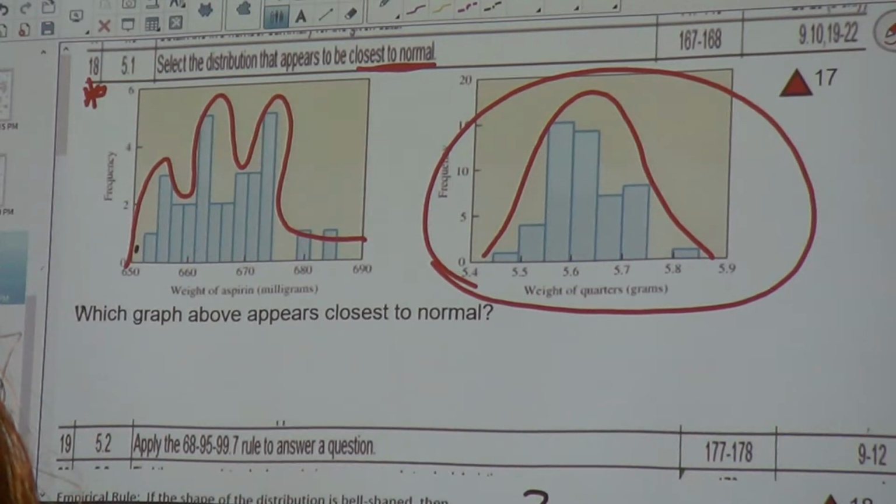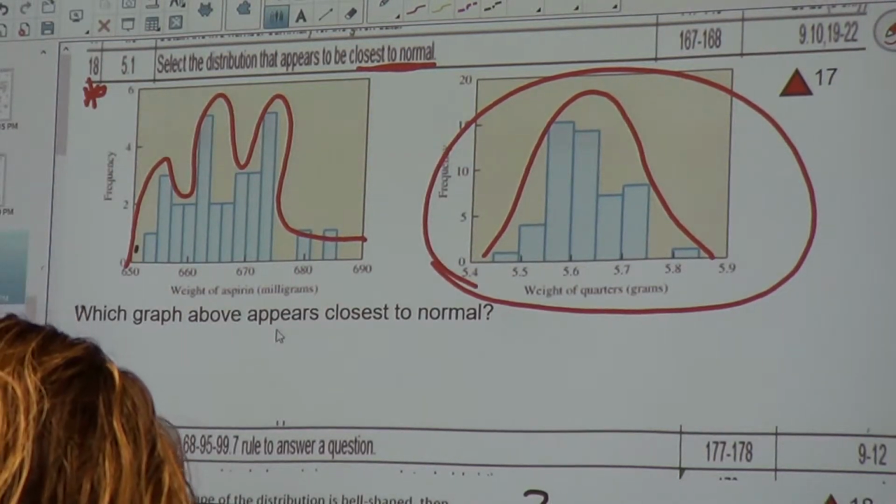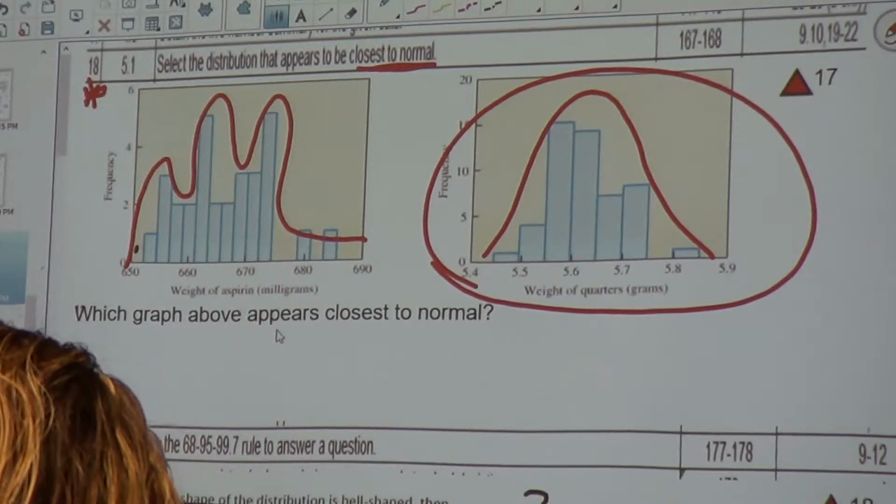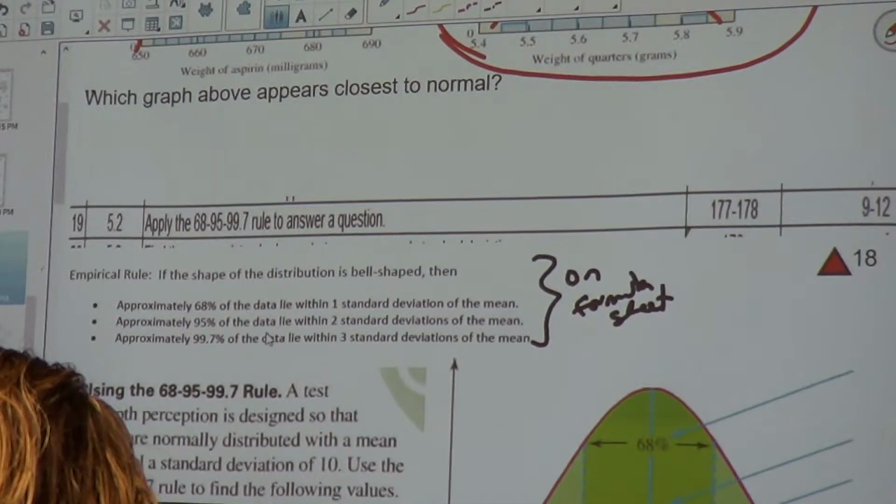Normal curve, symmetric curve. We've spent months talking about normal curves. All right, so that takes us to chapter 5 now. This is what we did most recently. The next one is the 68, 95, 99.7 rule.